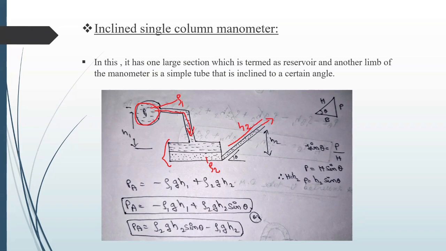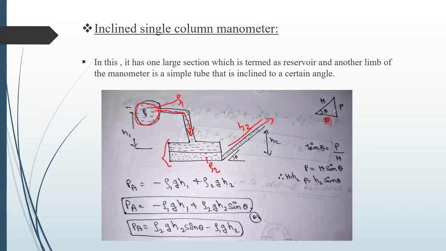But here we need the perpendicular height, not the inclined one. So in order to find that out, we need to take this angle. We need to find the angle of this inclined plane.